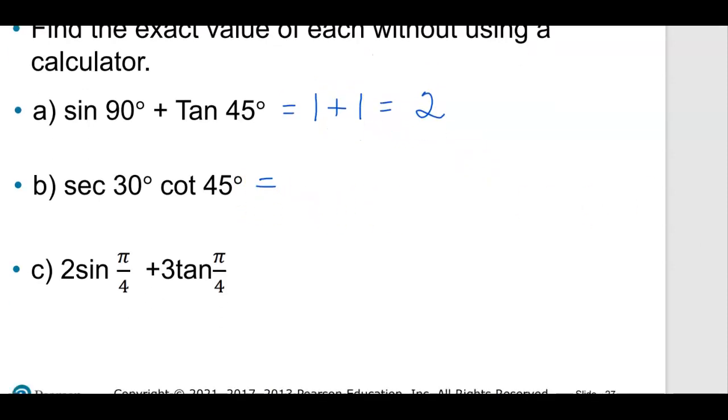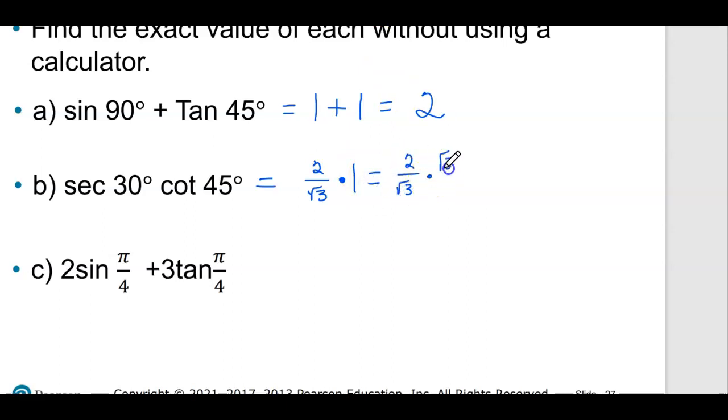Okay, now you're using your unit circle. Secant of 30 degrees. Now remember that secant is the reciprocal of cosine. Cosine is x. So the secant of 30 degrees, you're going to take the x-coordinate and flip it upside down. So that's 2 over the square root of 3. Now, I'm going to hold off on rationalizing that. I'll rationalize it at the end when I see what my final answer is going to be. Cotangent of 45 degrees. So cotangent is x over y. And that's going to be 1. So this is going to be 2 over square root of 3.